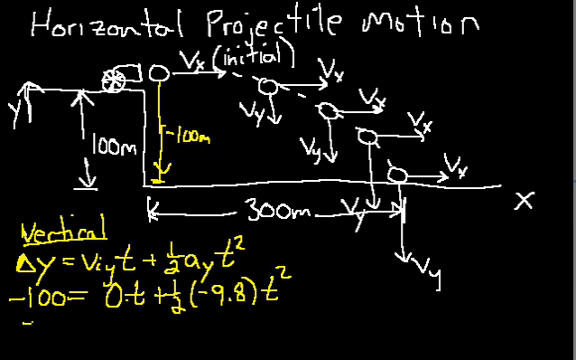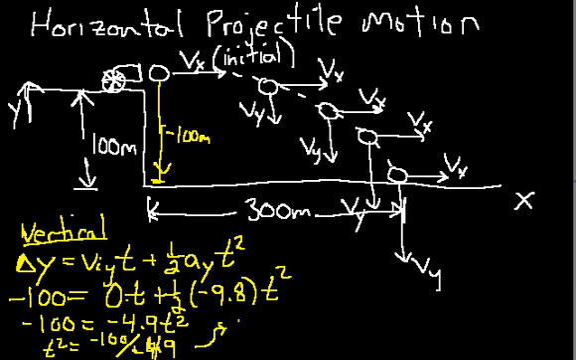So this equation is going to become minus 100 is equal to, well, it's 1/2 of 9.8 is 4.9, negative 4.9 t squared. So t squared is going to be negative 100 divided by negative 4.9, well, 4.9, and then t will be the square root of 100 over 4.9, and that'll give us the time in flight. That's what we got from the vertical direction.